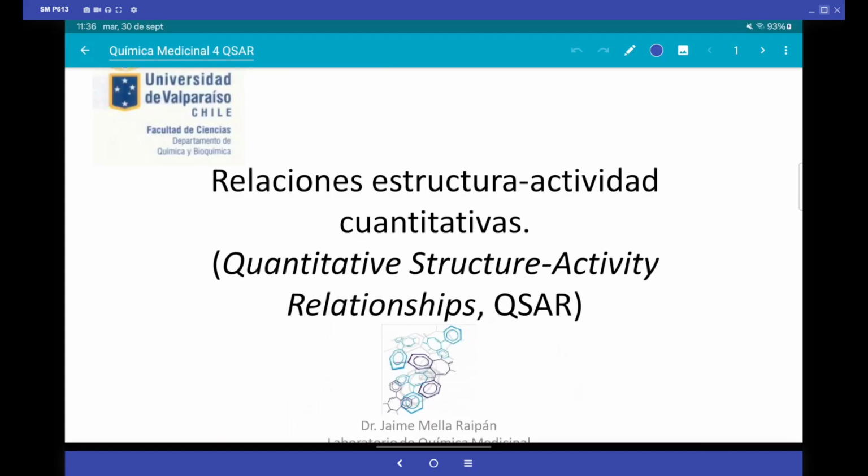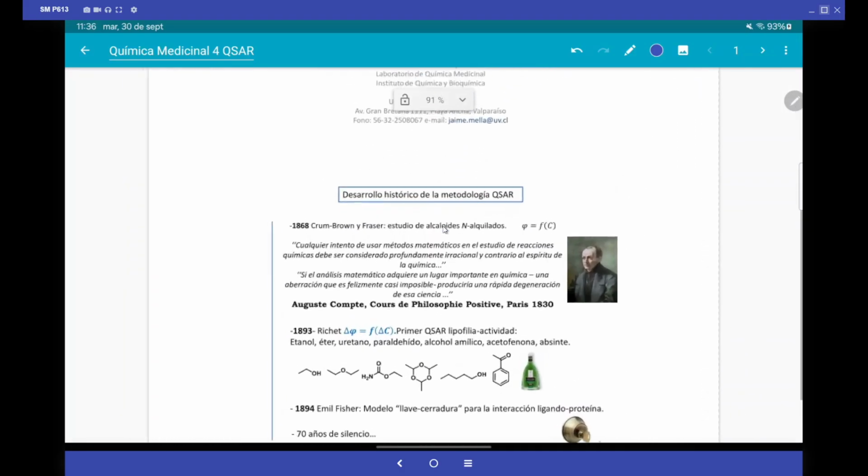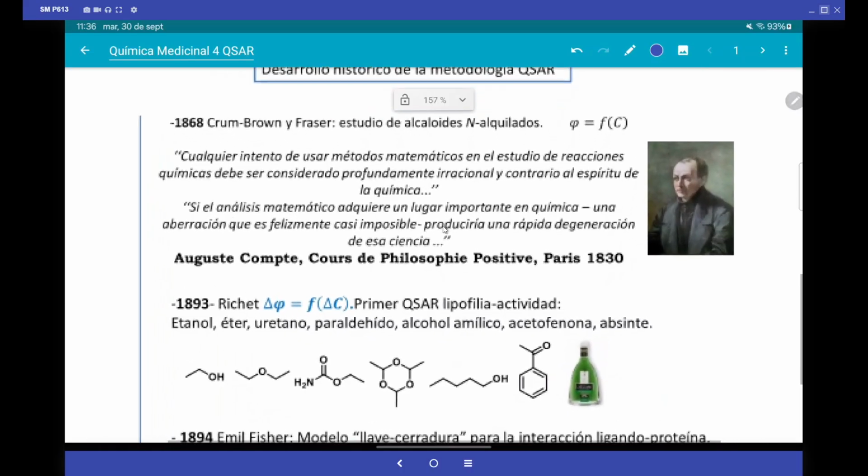QSAR, from its acronym in English, Quantitative Structure-Activity Relationships, because what we are going to look for is to create an equation that correlates biological activity versus physical-chemical properties. Well, let's go there first. Let's do a little historical tour on the QSAR methodology.